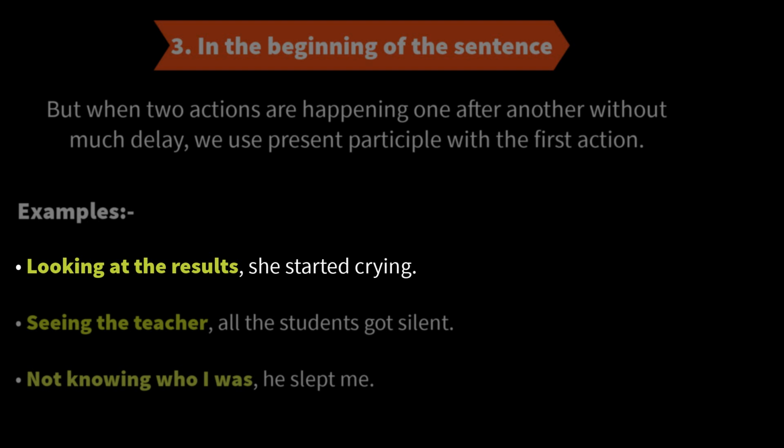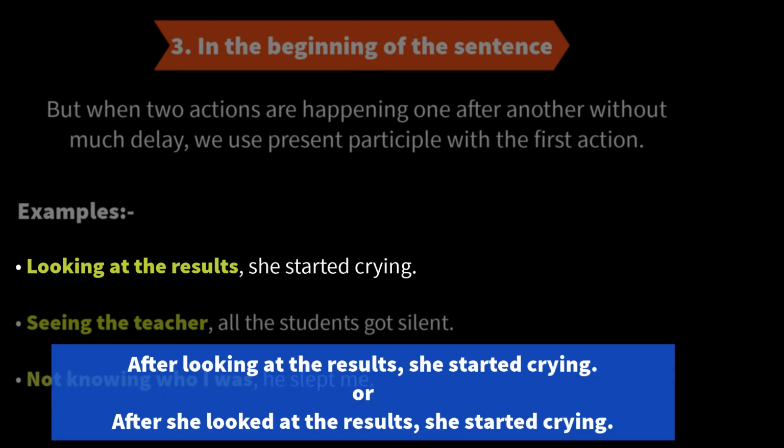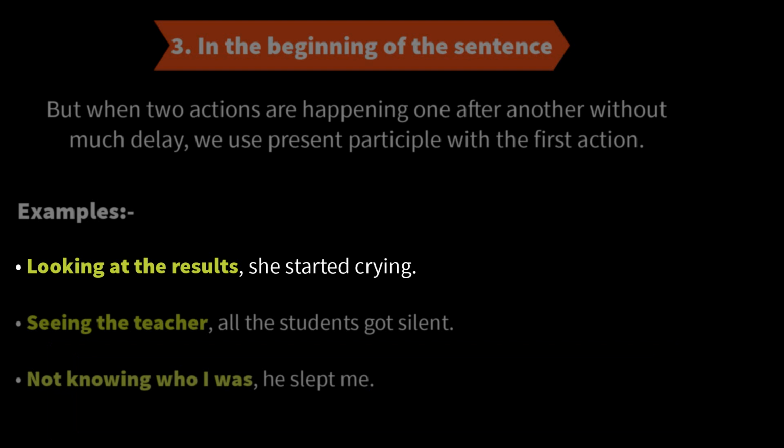That's a very formal structure. That's a very formal sentence. You could also say, after looking at the results, she started crying. Or after she looked at the results, she started crying. So basically, we're avoiding using the conjunction here, right? Let's take one more example.